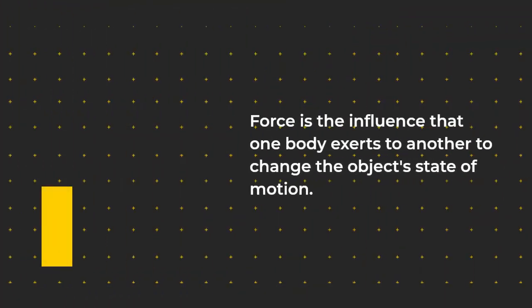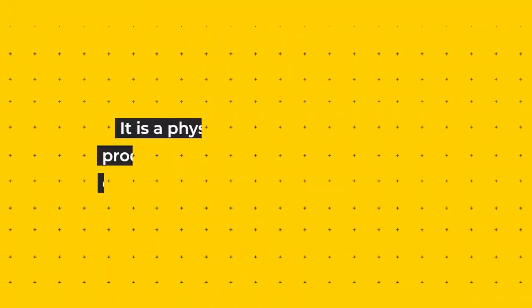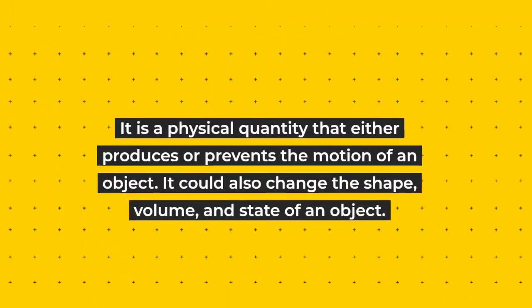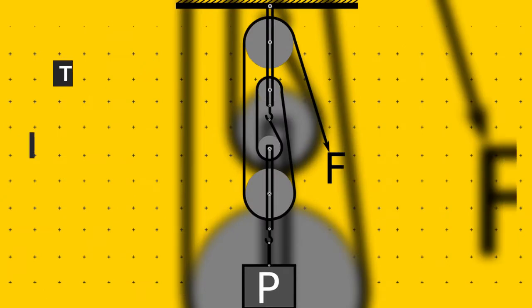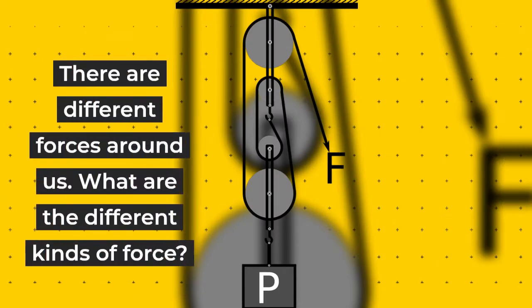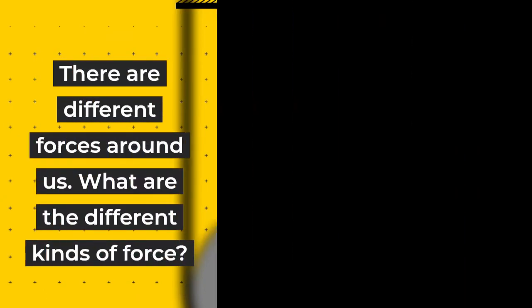Force is the influence that one body exerts to another to change the object's state of motion. It is a physical quantity that either produces or prevents the motion of an object. It could also change the shape, volume, and state of an object. There are different forces around us. What are the different kinds of force?